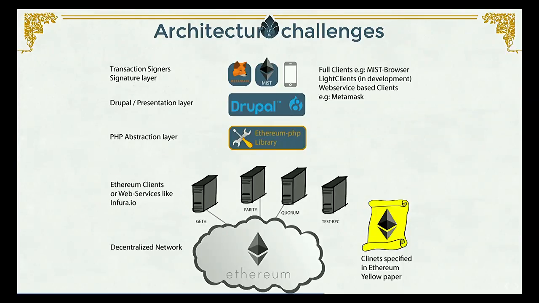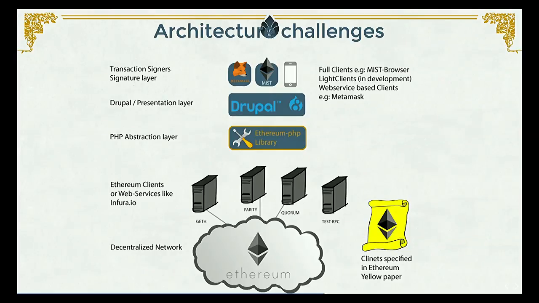So basically, this is a little bit of a summary. There's a lot of different things happening in the ecosystem. Ethereum is specified by a yellow paper, it's called, and it has different implementations. Like on the client level, it's Geth, Parity, Quorum. There's a test environment which doesn't actually connect to the blockchain; it's just for testing. So the implementations are not 100% the same.